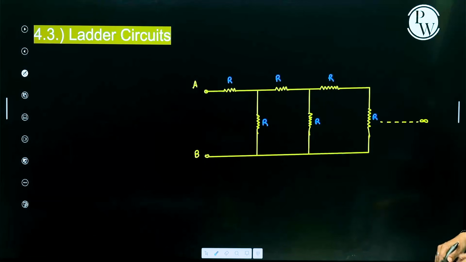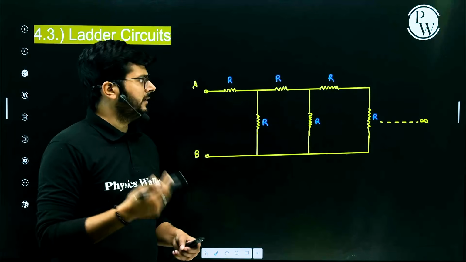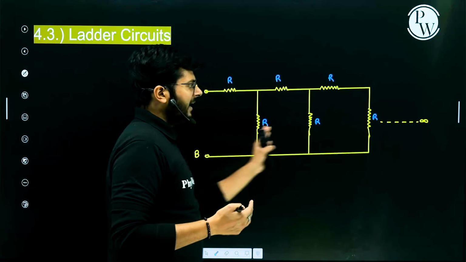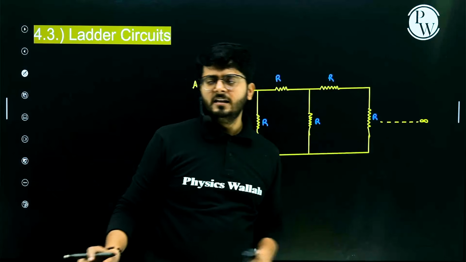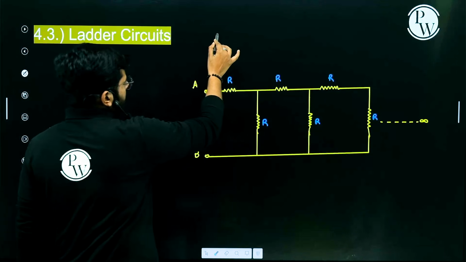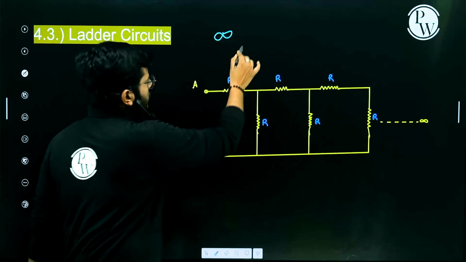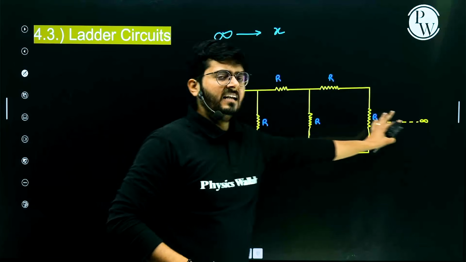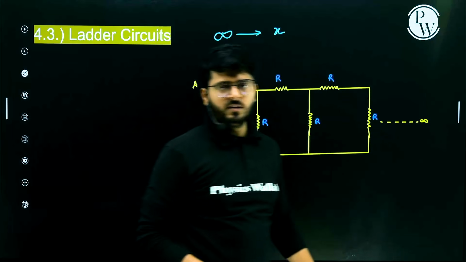Now, let us move on and talk about the next problem, which is the ladder circuits. So how will you solve the ladder circuits? Now, if I tell you that this is an infinite ladder series and I have to find out the net resistance of this infinite ladder series, right? Suppose the resistance of this infinite ladder is X. There are infinite such repetitions going on, right?